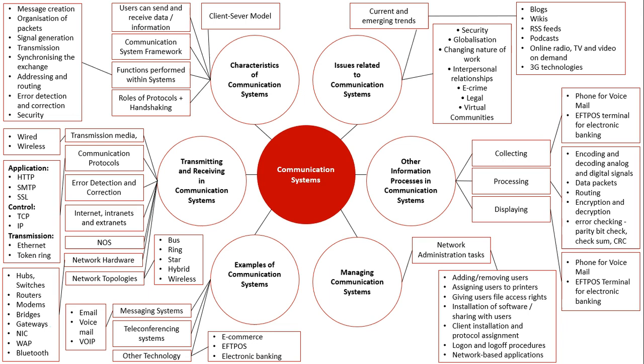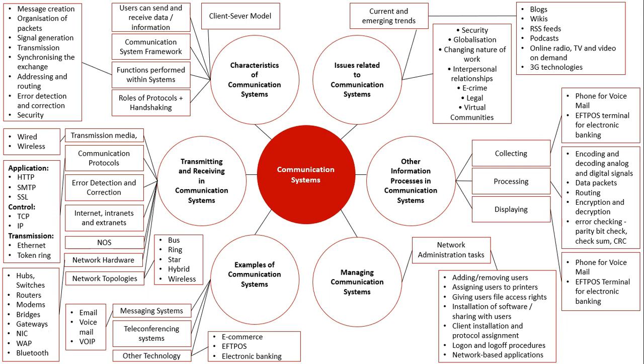Online radio, TV, and video on demand, which has come from the digitization of TV. And because it's in digital data, we can do things such as fast forward, rewind, duplicate, and send, because it's in a digital format. And then 3G technologies, the 3G network being set up for our mobile network services.